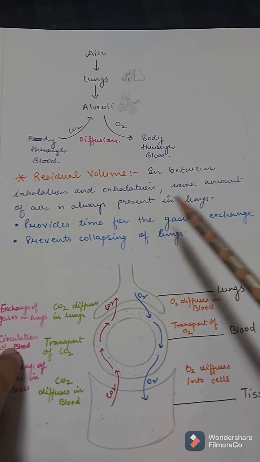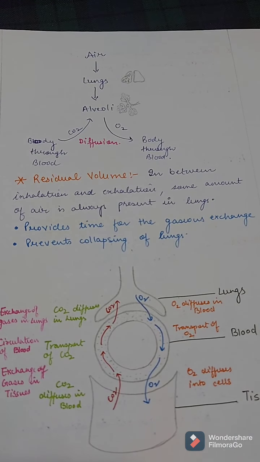So in between inhalation and exhalation, some amount of air is always present in the lungs, and this is known as the residual volume of the lungs. So what is the purpose of this residual volume? It provides the time for the gaseous exchange, and it prevents the collapsing of lungs.